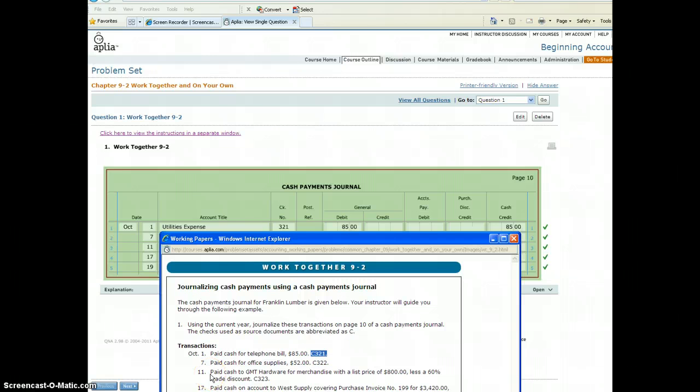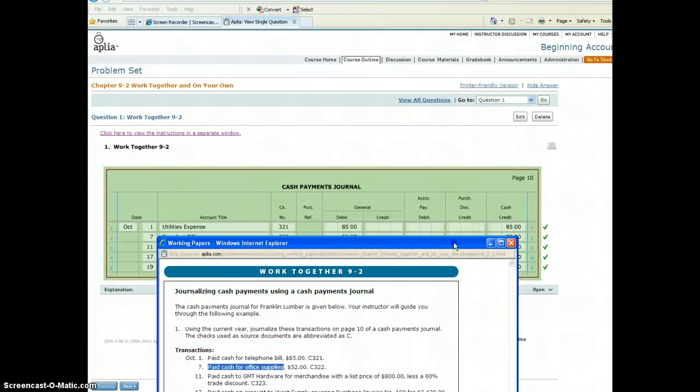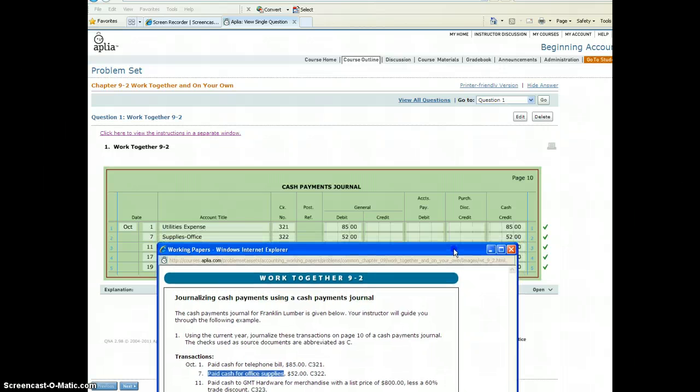Let's skip down to the next transaction, paid cash for office supplies. Again, paid cash. We're going to know that cash is going to be credited, and we bought office supplies. It's an asset, and our asset is being debited.